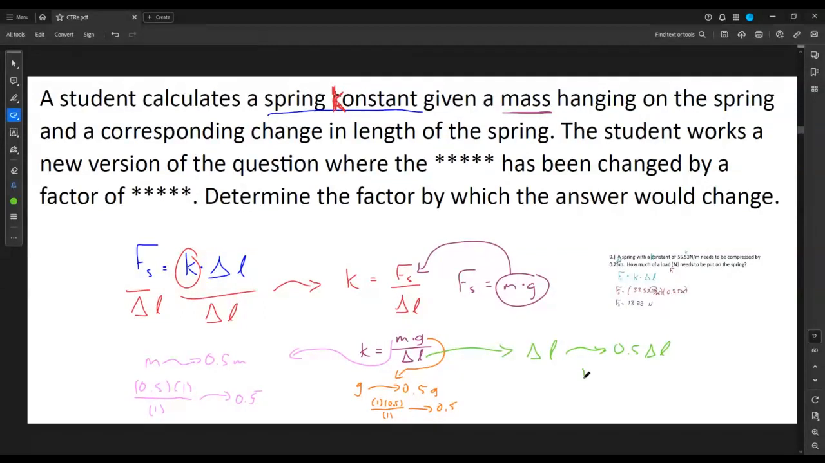Well, the mass is unchanged, so new mass to old mass has a ratio of 1. Gravity is unchanged, so it has a ratio of 1. And then delta L here on the bottom is 0.5. So because this is a little bit more interesting in the placement compared to the other ones, we get 1 over 0.5, or the reciprocal to whatever our factor was. And in this case, this is going to become 2.